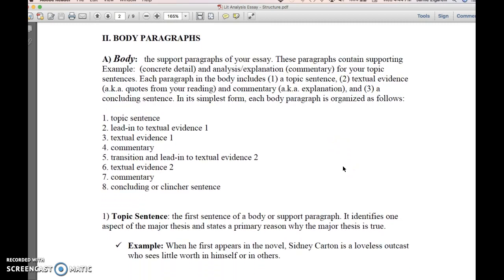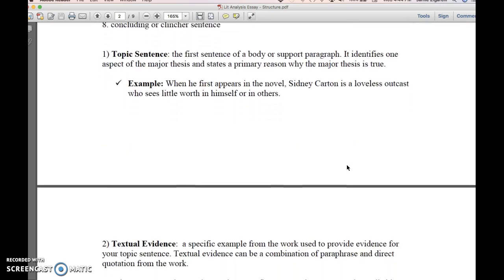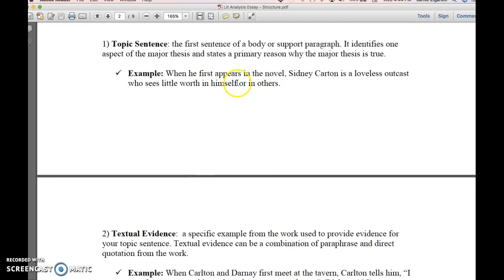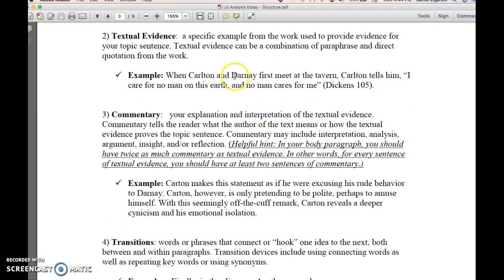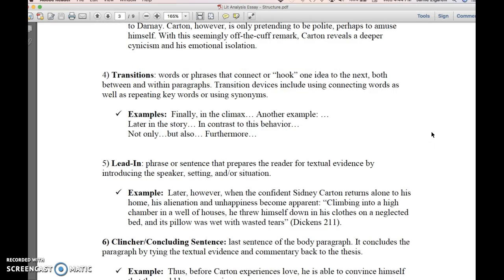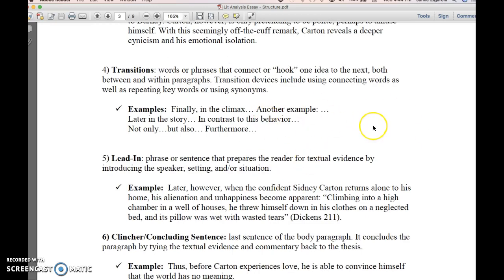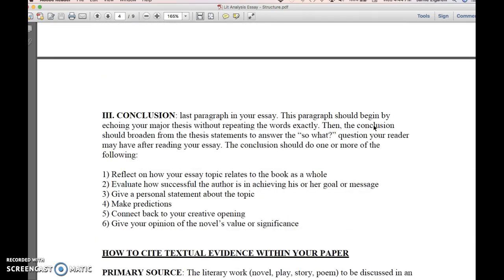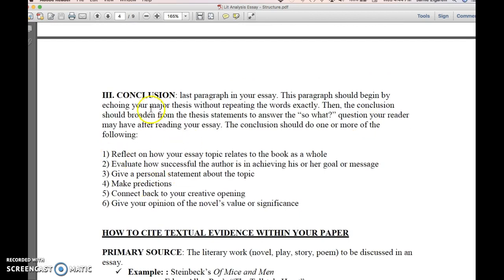And this document also has an example of what that looks like. It gives you a sample topic sentence and it shows you how they use textual evidence and how they comment on the textual evidence. So you can look at this and carefully review it to help you to understand how to make those moves in your own work, okay? And it shows you how you would do your transitions. And it also then shows you what you might want to do in the conclusion, okay?